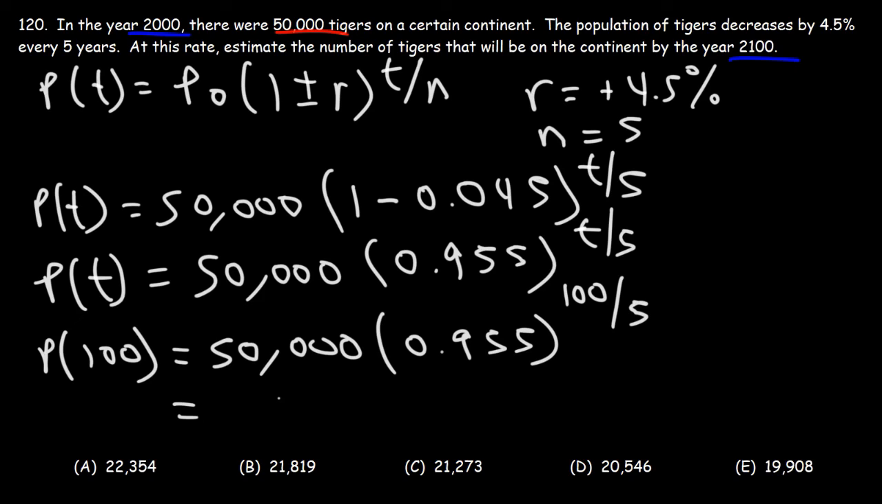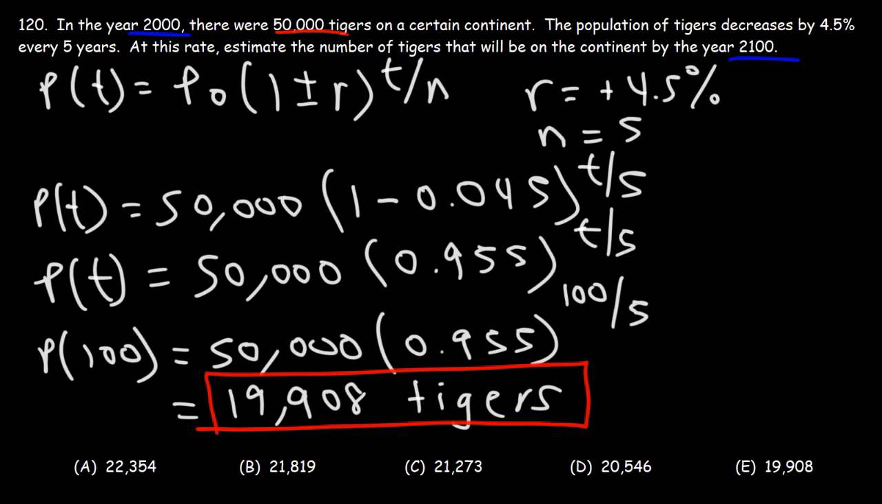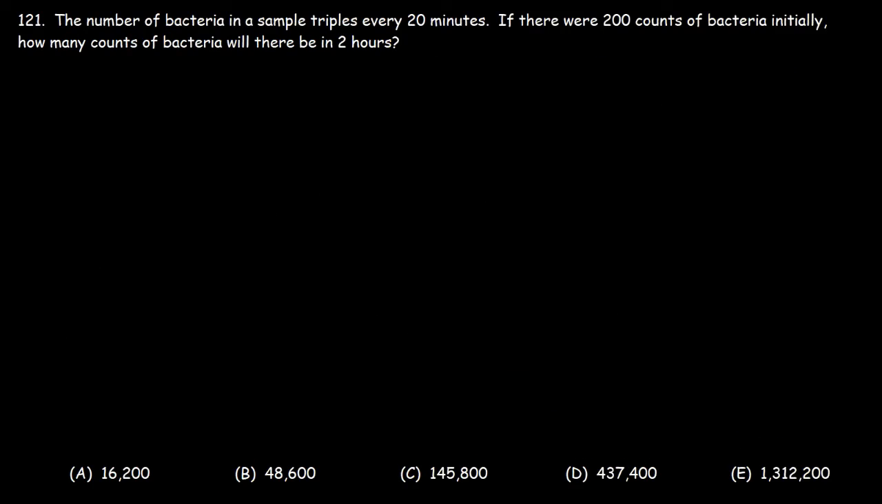And so the population by 2100 is going to be 19,908 tigers, rounded to the nearest whole number. So that's how we can answer this particular type of question. Answer choice E is the answer.